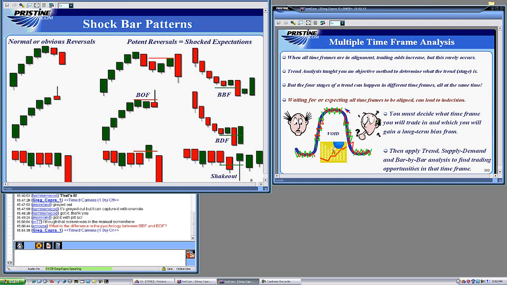But we don't want to overwhelm ourselves by looking at too many time frames, and the odds of them all being in alignment at the same time usually don't happen. Right? So if you're waiting for that, you're not going to be trading too often, and that may lead to confusion. So we have to decide the time frame that we're going to trade in, and a time frame that we're going to take a longer term bias from, and then apply the various concepts that we've been discussing.